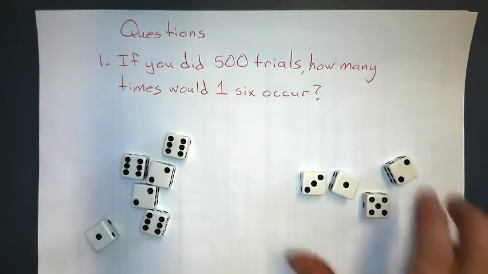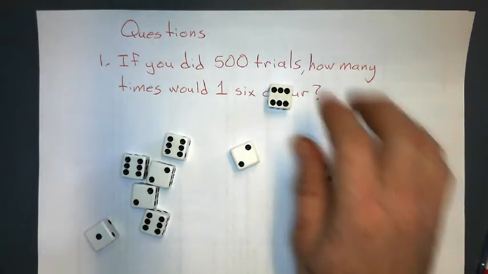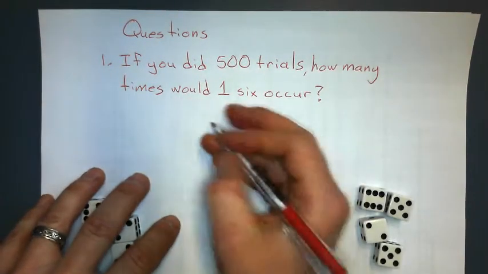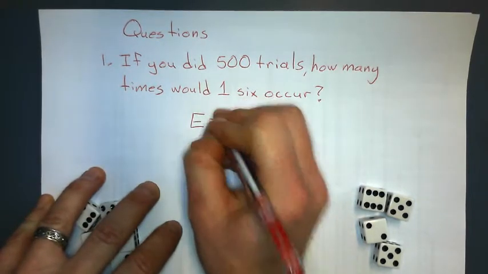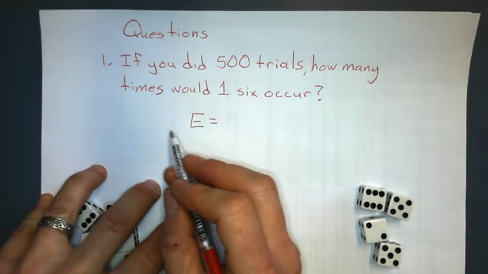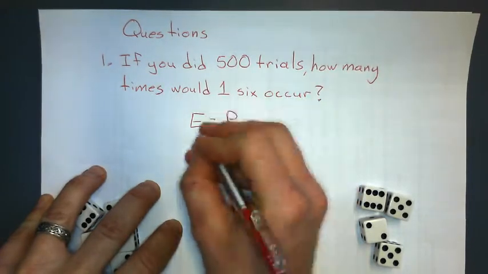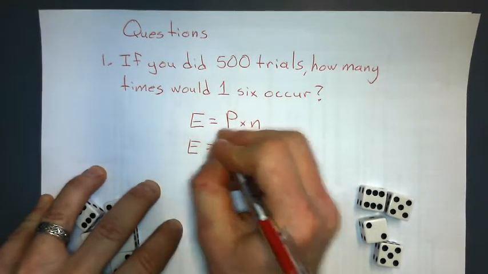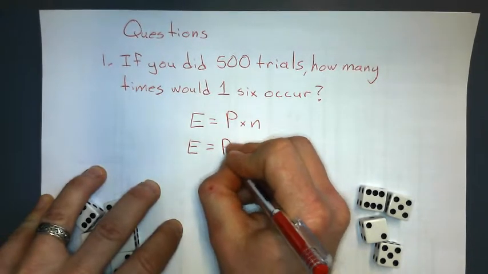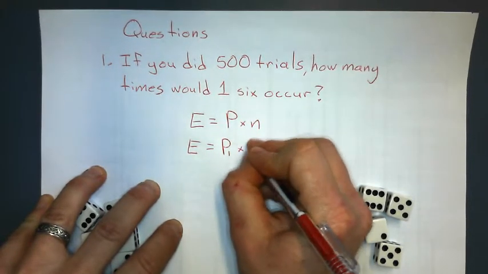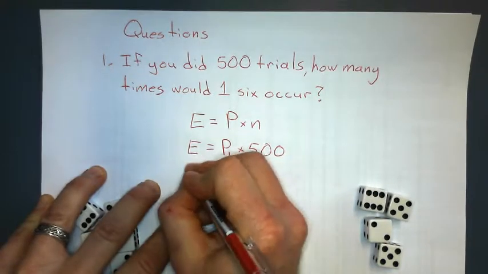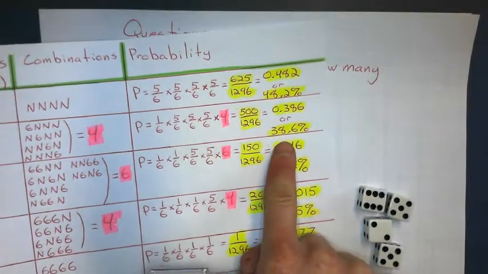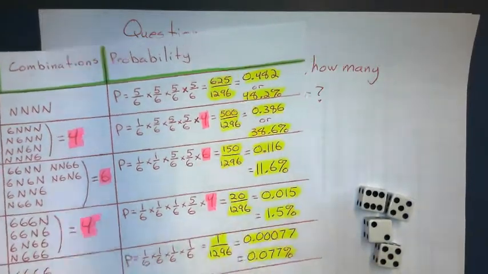I said if you did 500 trials, meaning taking 4 dice and just rolling them, how many times would 1 six occur? And this is an expected number problem, where the expected number of times for something to happen is just the probability times the number of trials. And the probability for rolling 1 six times 500 trials, well, we just did all that work. And the probability of rolling 1 six is 0.386.